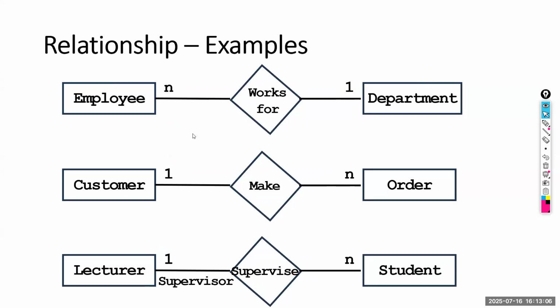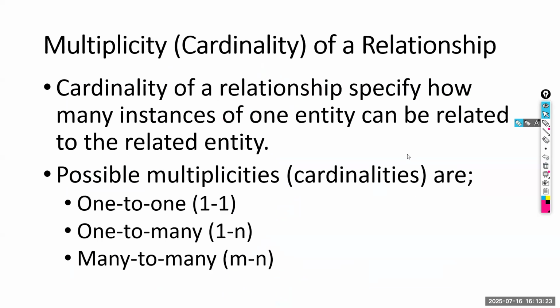Right. So that is how you specify the relationship. This binary relationship has two entities, a relationship name, optionally a role name, and of course the multiplicity. What are the possible multiplicities? Another name for multiplicity is cardinality. So you must be familiar with these words: multiplicity or cardinality of a relationship.